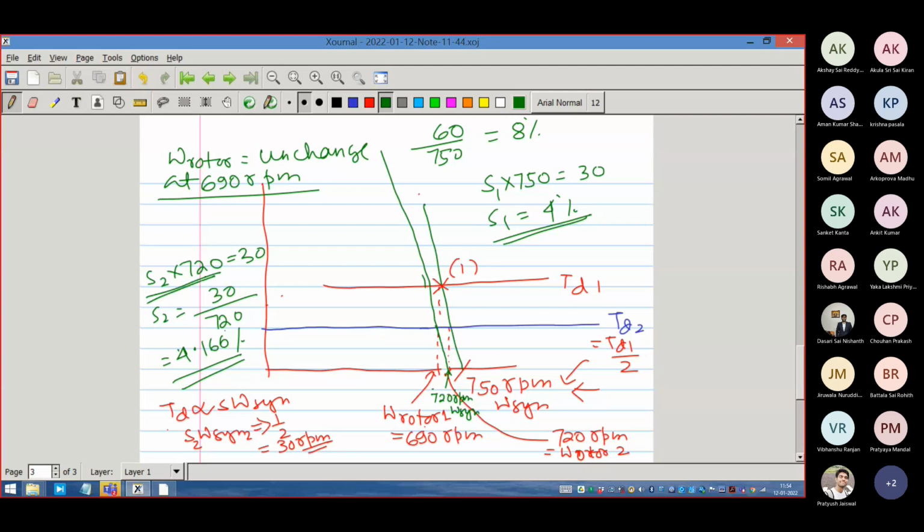By how? By changing my synchronous speed. By changing my synchronous speed, the machine characteristics takes over. I just generate a new characteristic. This is the new characteristics I'm doing. And then the machine characteristics is taking over, and it is automatically deciding that at this moment it requires a slip of 4.166% to match the torque, which is half the TD1 torque.